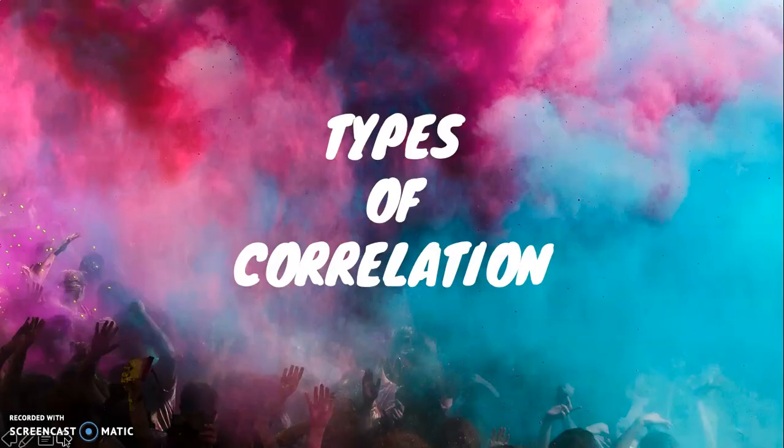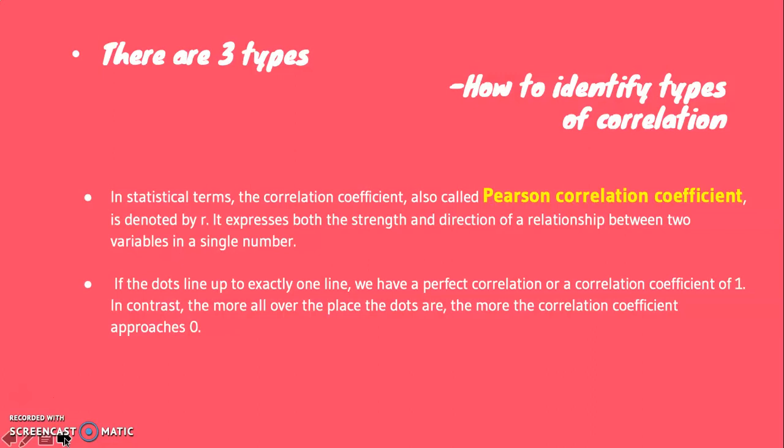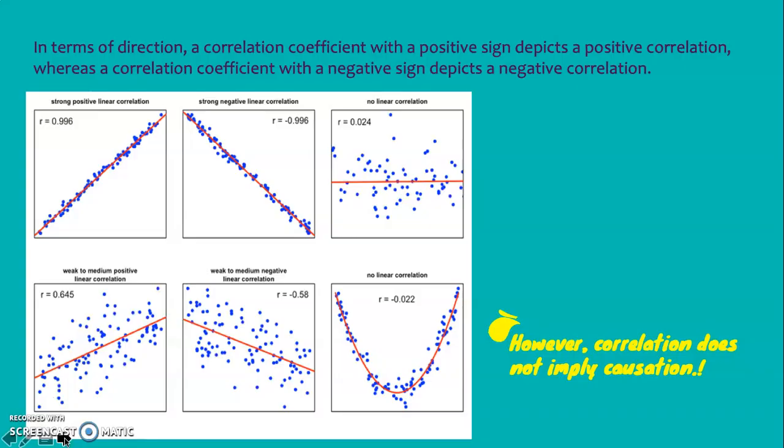Types of correlation. There are 3 types of correlation, and there are ways by which you can identify the type of correlation between your variables. You can use Pearson correlation coefficients. In statistical terms, the correlation coefficient, which is also called Pearson correlation coefficient, is denoted by R. It expresses both the strength and direction of a relationship between two variables by using a single number.